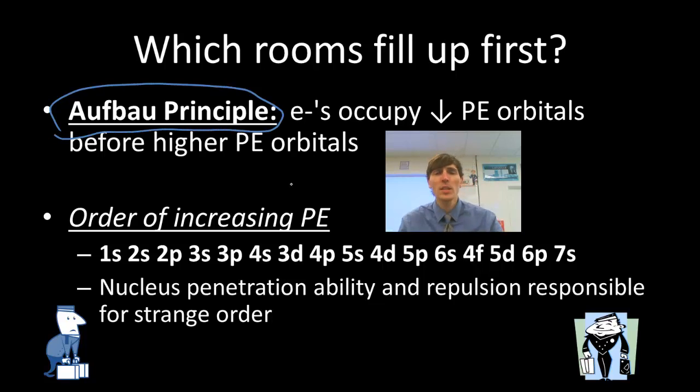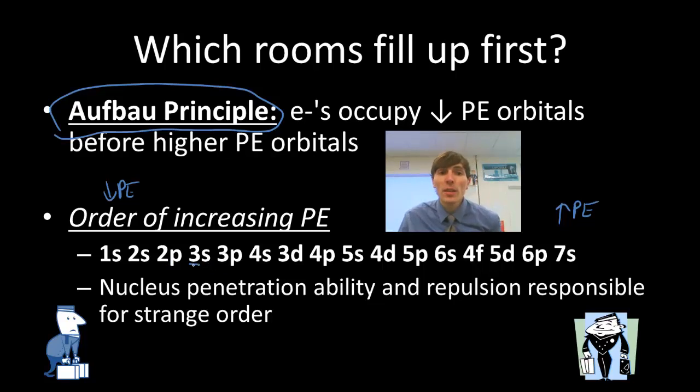The Aufbau Principle says that electrons are going to fill up those lowest potential energy orbitals before the higher potential energy orbitals. So there's an order for this. And Aufbau was able to come up with the order of increasing potential energy for the orbitals described by Schrodinger's wave model. So the 1s is going to be the lowest potential energy, and the 7s is going to be the highest potential energy. So as I'm going 1s, 2s, 2p, 3s, 3p.